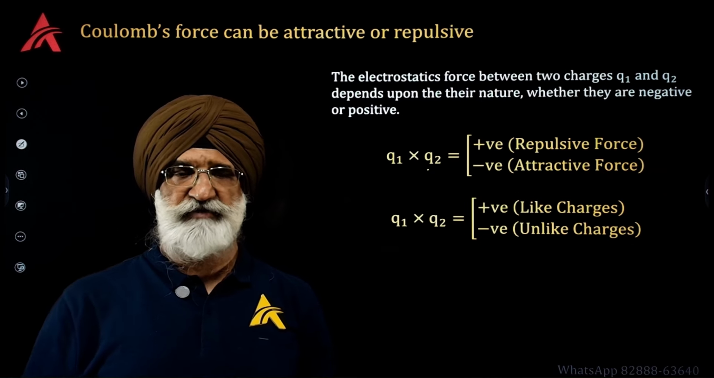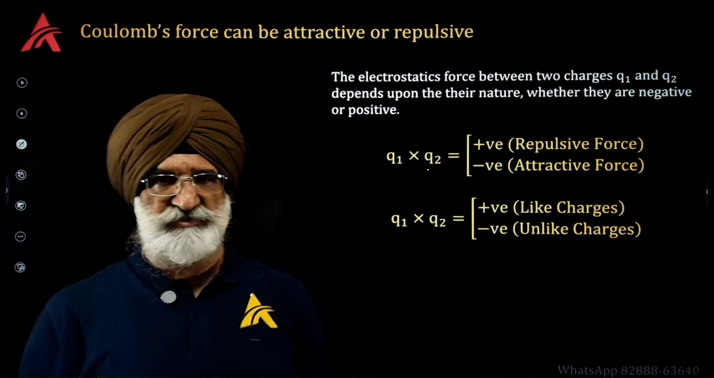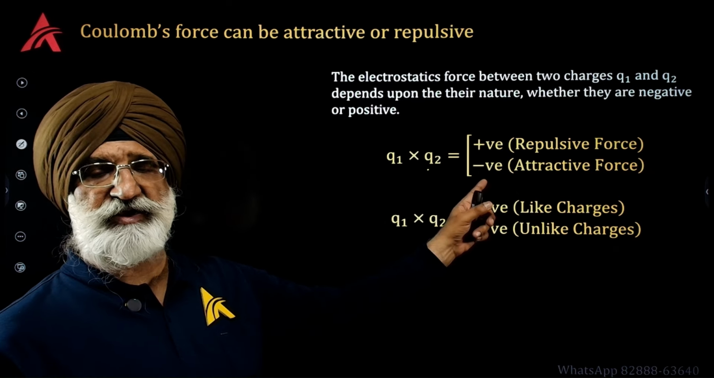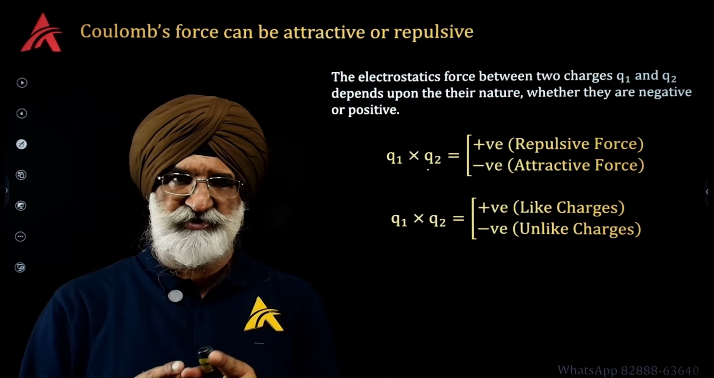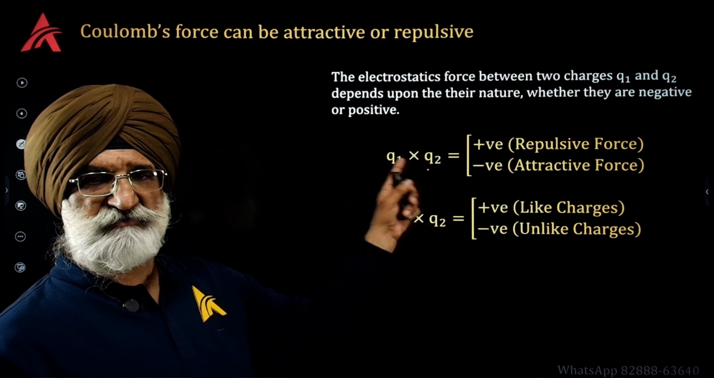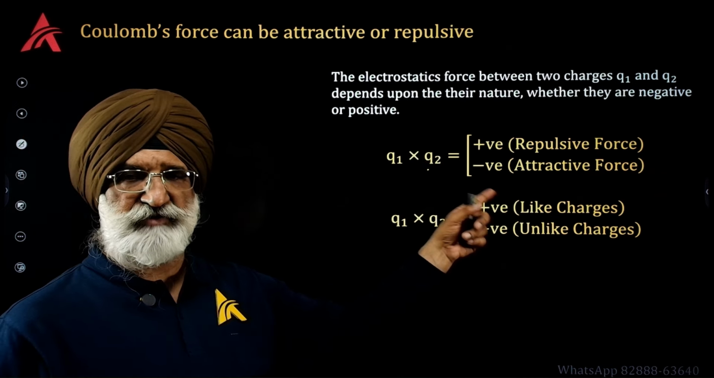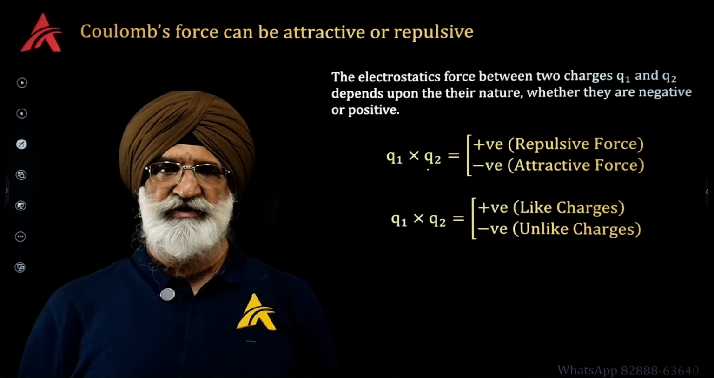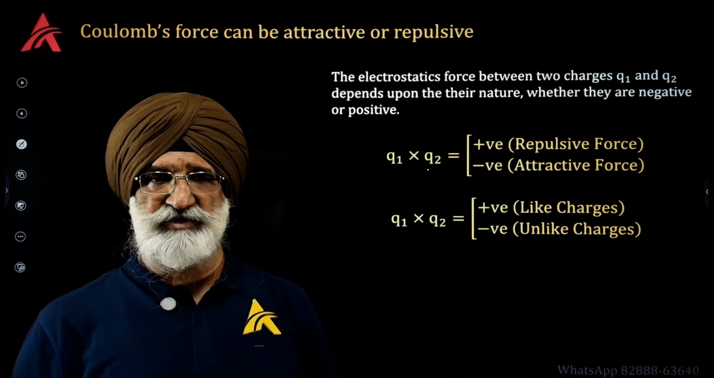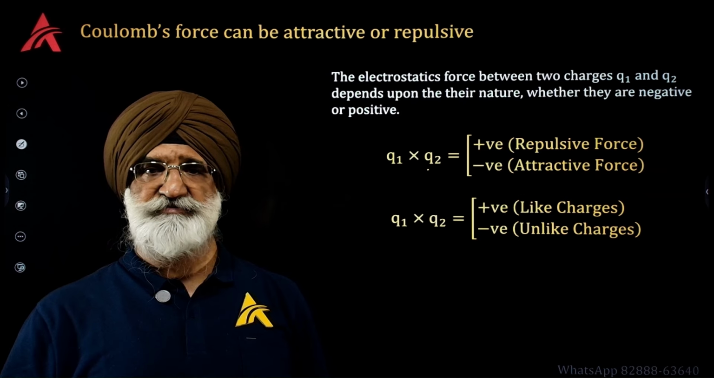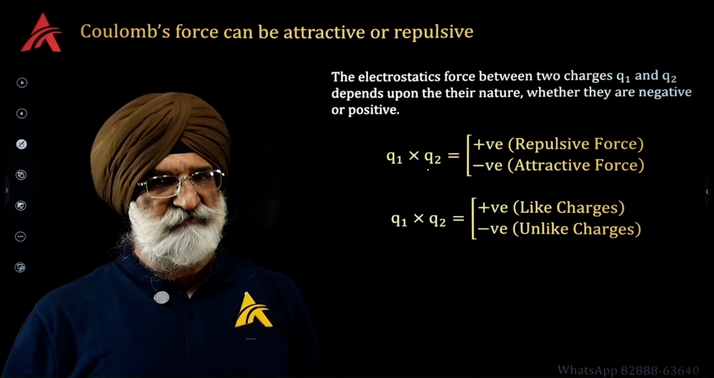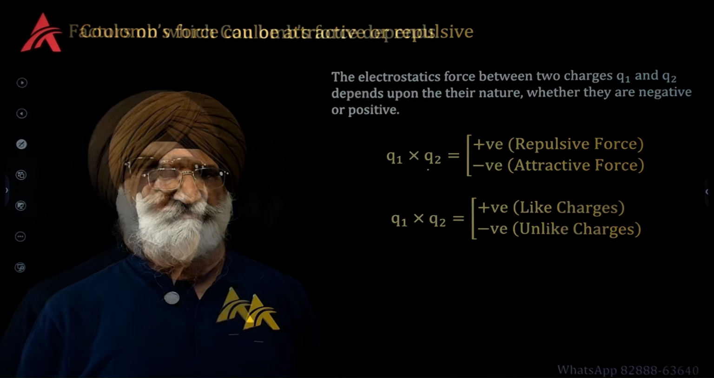Now, on the other hand, if the charges are unlike charges, one positive and one negative, positive into negative will be negative. They will attract each other because they are unlike charges. So one is positive, the other is negative. Positive into negative is also negative. It means they will always attract each other. It depends upon the product of the two charges. If the product is positive, they will repel each other. If the product is negative, they will attract each other.